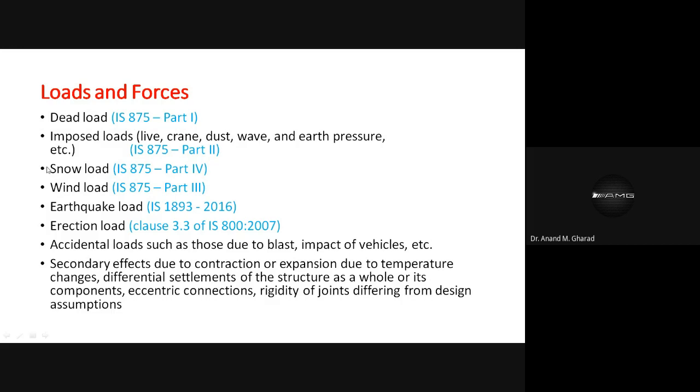Later on, you can utilize the knowledge you have gained from these IS codes and extend it to the snow load concept also. There is a separate code for earthquake load, which is IS 1893. The latest version is 2016.